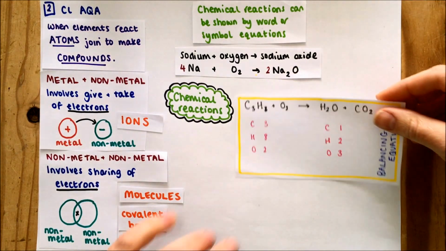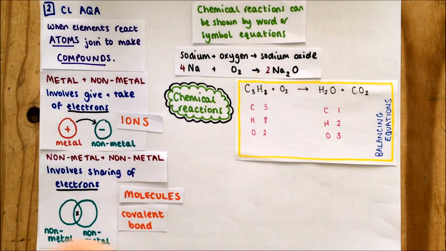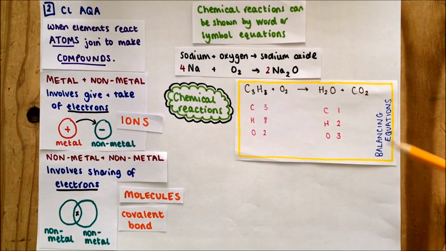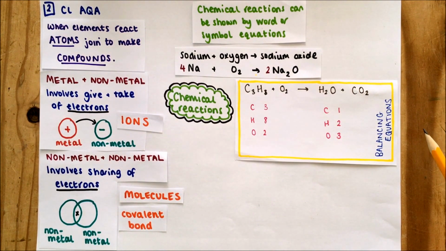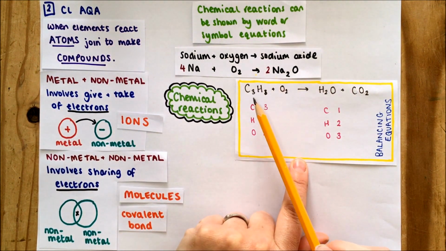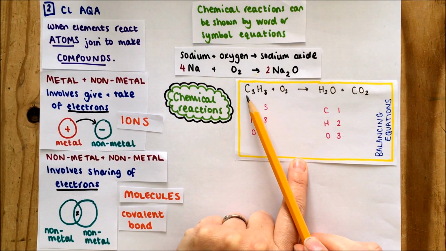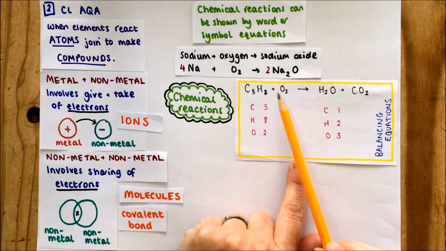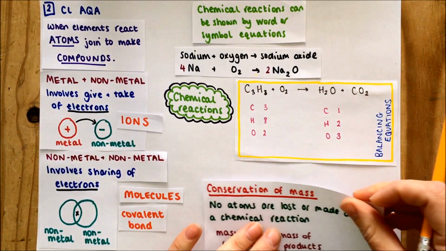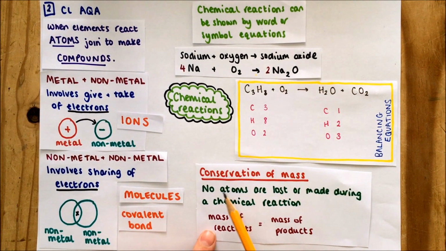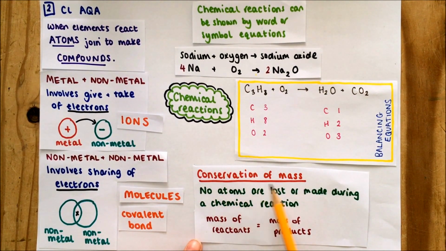Now balancing could come up, but if it comes up, it'll probably only be on the higher tier paper. It probably won't appear on the foundation. If you're not sure how to balance, the first thing you're going to have a look at is the number of atoms on both sides, okay? The reason being that we know for conservation of mass, this is a rule in chemistry, that we don't lose or make atoms in a chemical reaction. So no atoms are lost or made during chemical reactions.